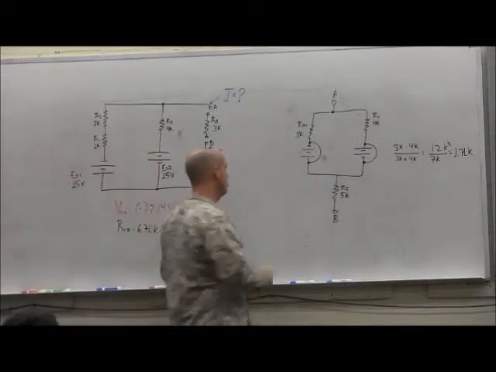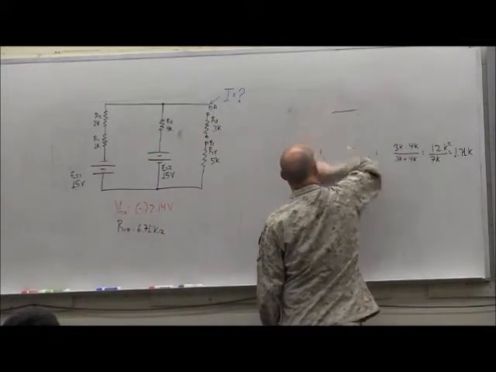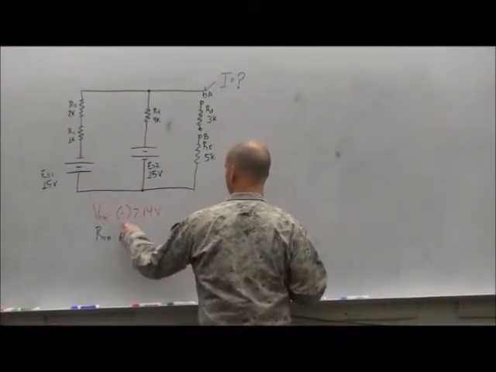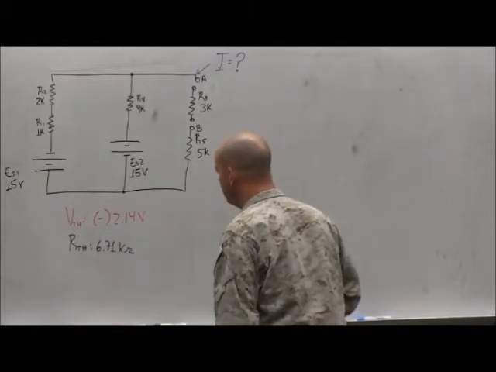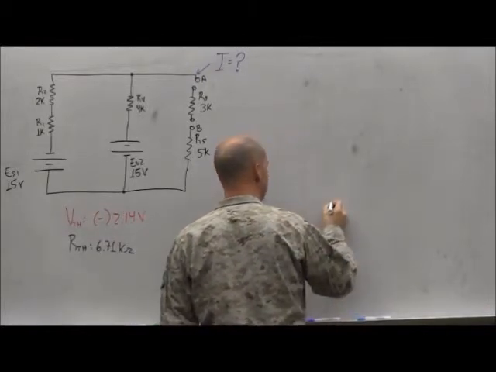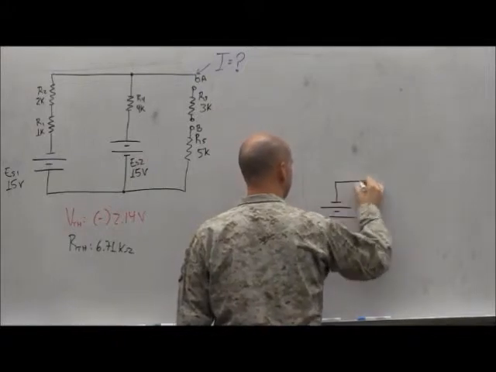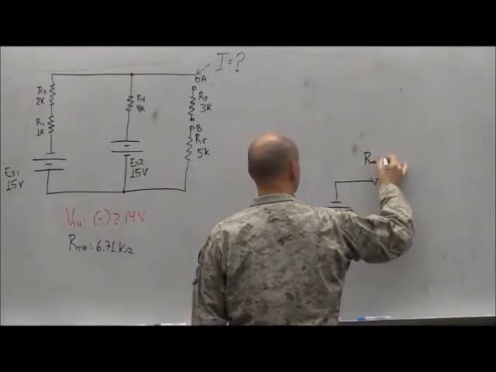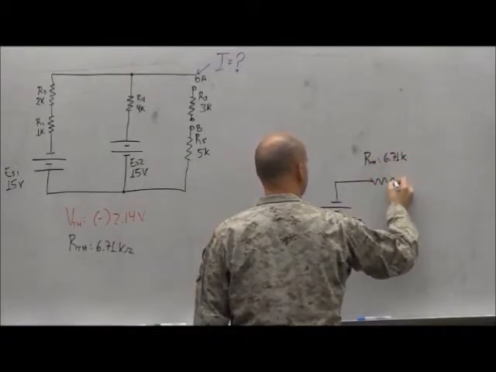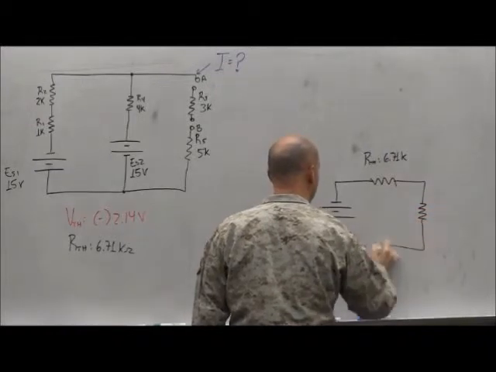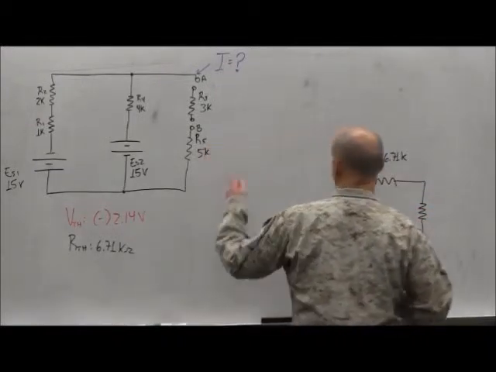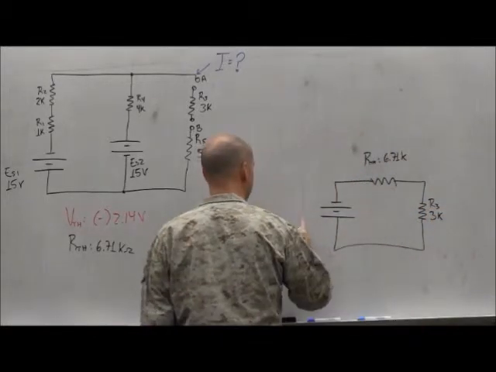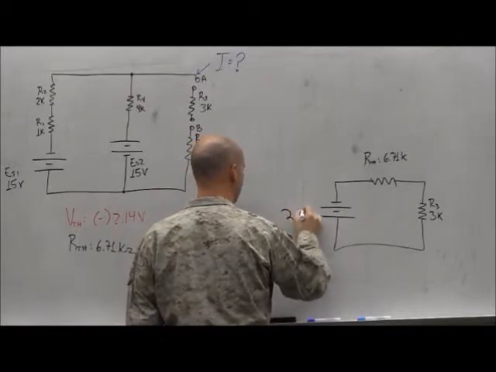Okay, time to draw the third redraw, yes? Which way is my source going to be oriented? Negative. Negative terminal up. Thevenin resistance. My load resistor, which was 3K. Source voltage, 2.14 volts.